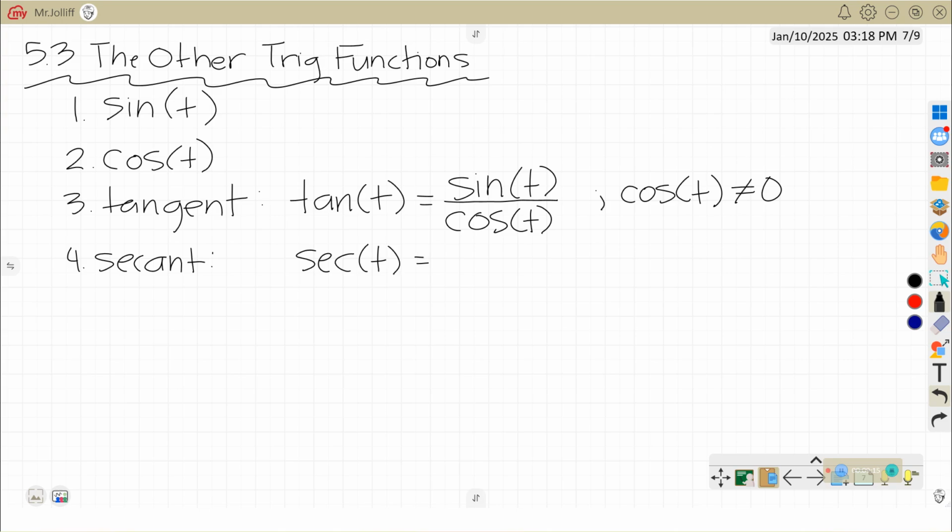And then I'm about to do something that makes a little less sense. Secant is the reciprocal of cosine. Which should make you unhappy because it would make a lot more sense if secant were the reciprocal of sine, because then you'd have s with s, but no. They like to torture us. So secant is 1 over cosine, and because cosine's in the denominator, same rule. Cosine can't be 0.